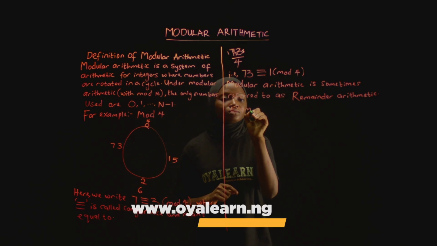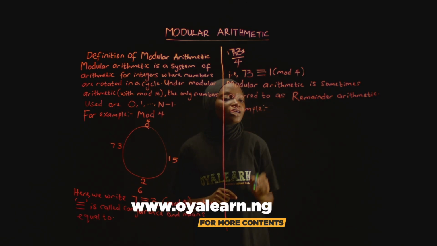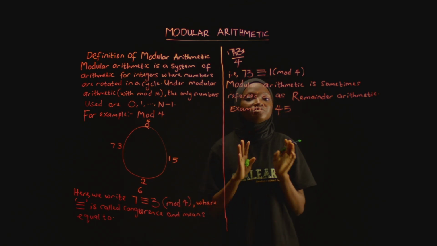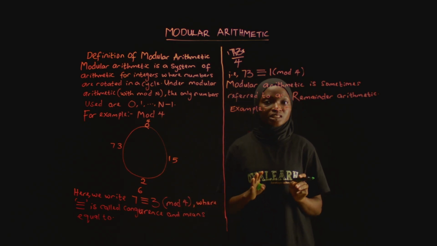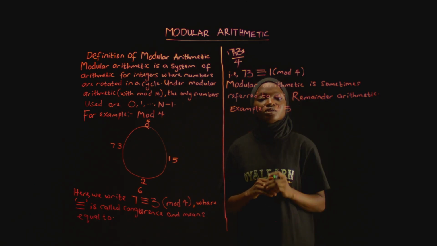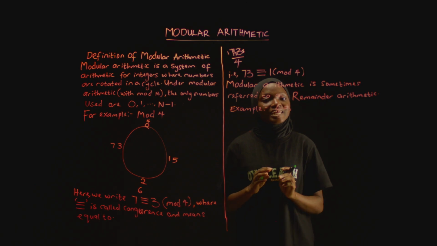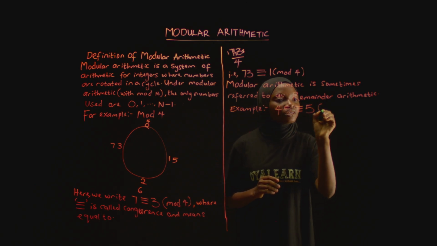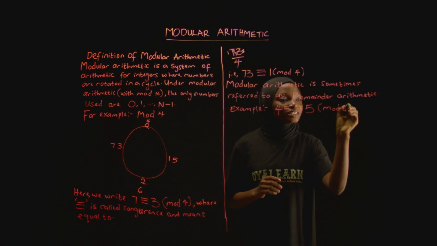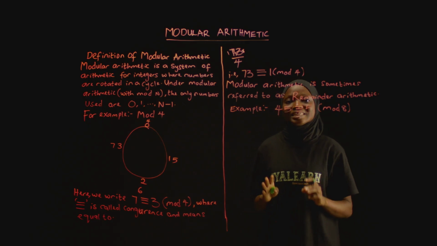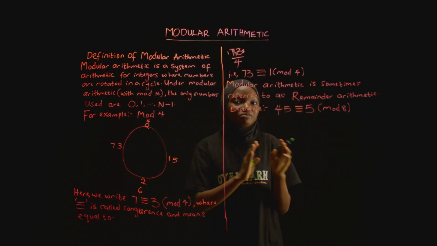Example, if you are given a number 45, I want to represent this 45 in mode 8. What we have to do is divide this 45 by 8. Now, how many 8s can we see in 45? That's 5, remainder 5. That is, 45 is equivalent to 5 in mode 8. So that's what modular arithmetic means, and that's how to convert integers to different modes.